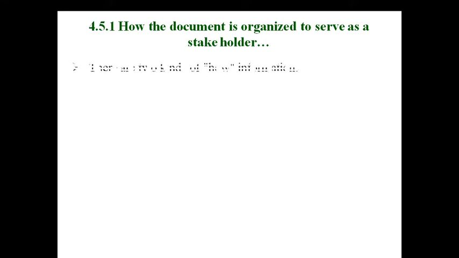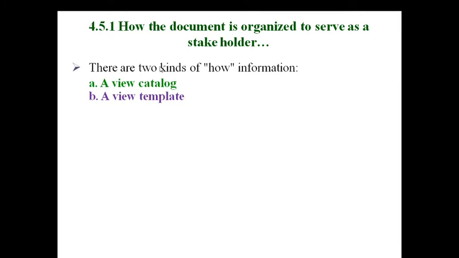So here also, for any stakeholder, if you want to know about the application, they have to learn about the views only, right? For this view information, the author wants to convey that there are 2 methods to include it. The first one is a view catalog, next one is a view template. What is a view catalog? Information contained or used in your project. Okay, so the view catalog, what is it?